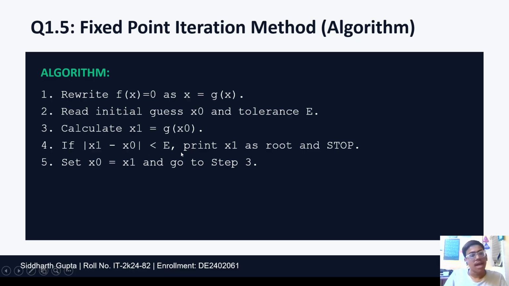So again, only till x1 minus x0 is greater than e, we will do this and go again and again to this. And as x1 minus x0 becomes less than e, we will print that x1 is the root and stop. We will go to step 3 again and again: we put x1 is equal to g of x0, then put x0 is equal to x1, and again calculate x1. So this is the fixed point iteration method algorithm.